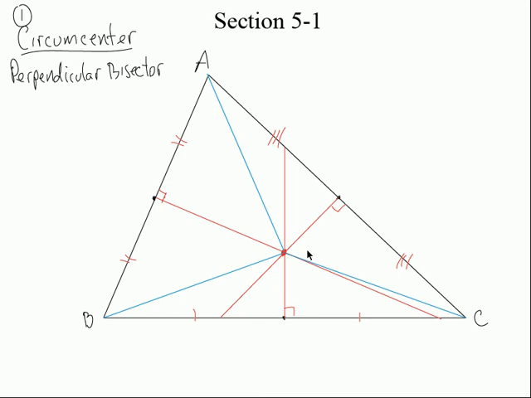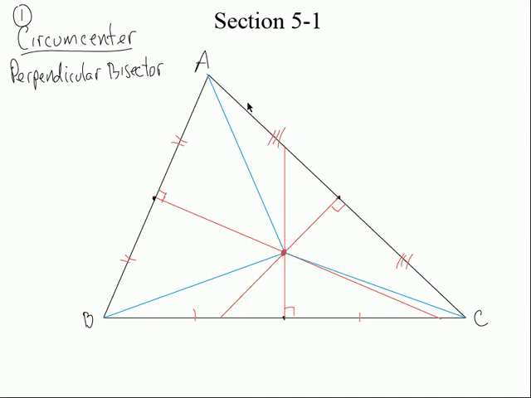Sometimes, though, that circumcenter may not actually be on the triangle. If you did an obtuse triangle, that circumcenter is actually going to be off of the triangle. If you did a right triangle, that's actually going to be right on the triangle. The circumcenter will be on it. If it's an acute triangle, which we have right here, the circumcenter will be inside the triangle.